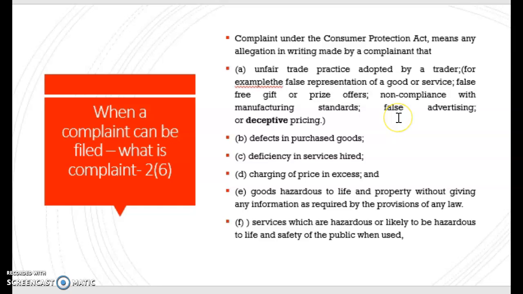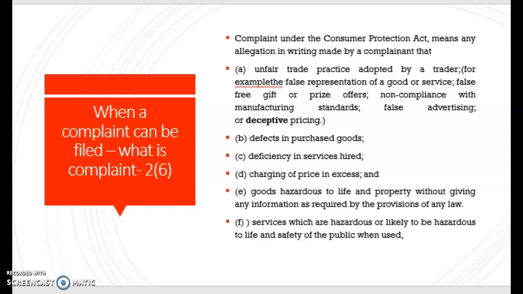So the complaint can be made with respect to an unfair trade practice or restrictive trade practice that has been adopted by the trader or any service provider. The goods bought by him or agreed to be bought by him suffered from one or more defects. The services hired or availed of, or agreed to be hired or availed of by him, suffered from deficiencies.